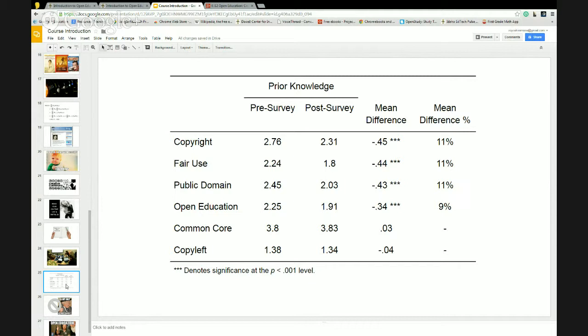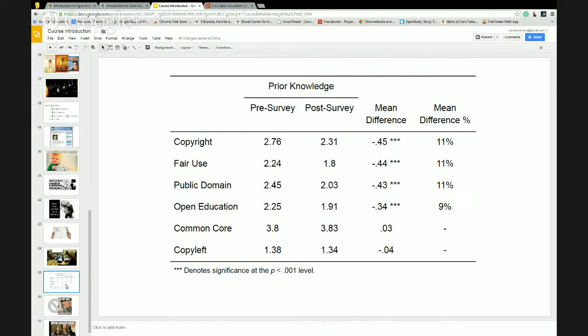And one of the things that we found was that in issues of copyright, fair use, public domain, and open education, educators all rated themselves higher at the beginning than they did at the end. Meaning that at the end, as they learned more about copyright and fair use, they recognized that they had some false assumptions coming in. They thought they knew more than they actually did. The same pattern was not followed by other topics that we really didn't talk about in the institute, things like Common Core or copyleft.